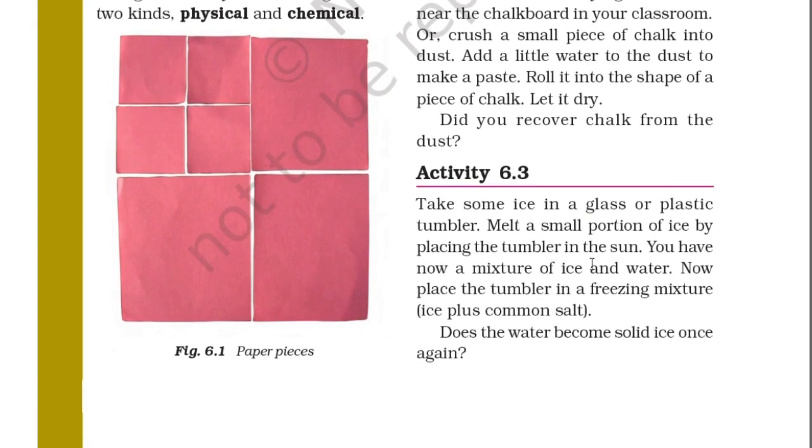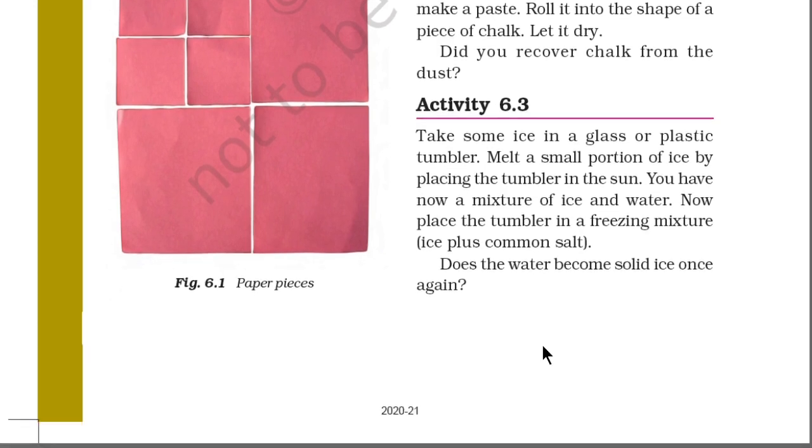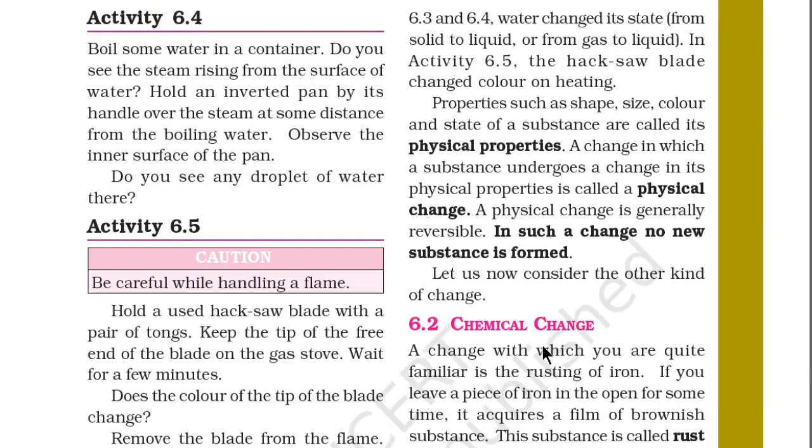Activity 6.3. Take some ice in a glass or plastic tumbler. Melt a small portion of ice by placing the tumbler in the sun. So you take a plastic tumbler and put ice in it, and when you put it in the sun, a small portion of ice will start to melt. You now have a mixture of ice and water. Now place the tumbler in the freezing mixture, ice plus common salt. Does the water become solid ice once again?